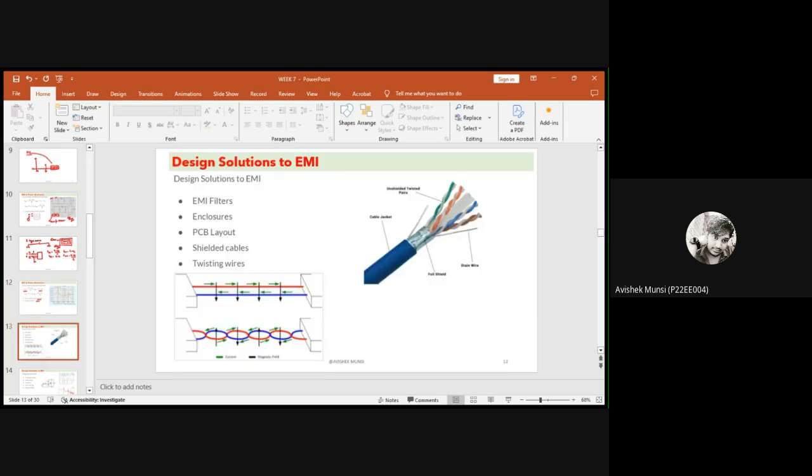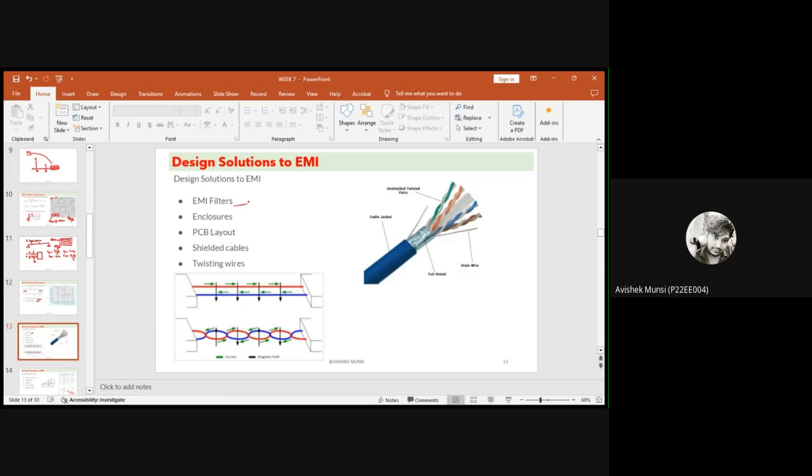So fine. What are the possible solutions for EMI reduction? Number one is the EMI filter. Basically, EMI filters are what we use in our circuit to avoid noises from the supply. Next, we can use an EMI shielded enclosure, where no outside EMI will be introduced into your system.